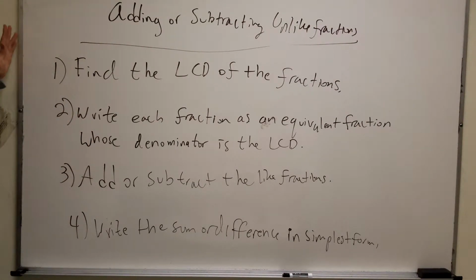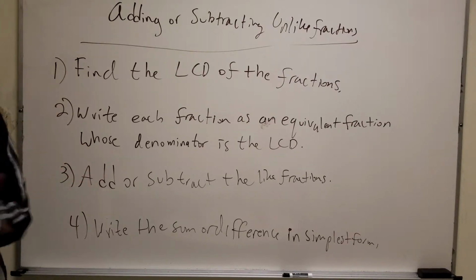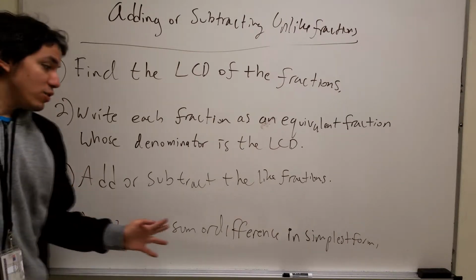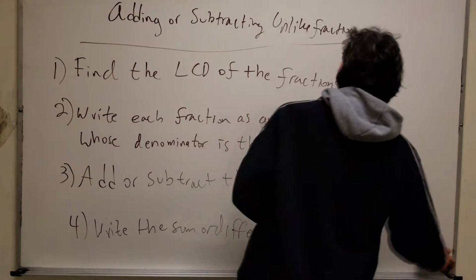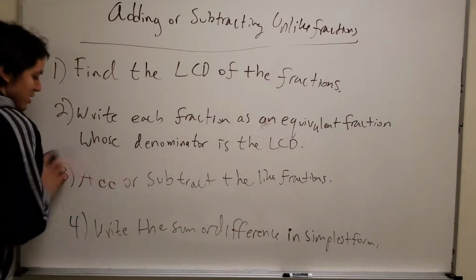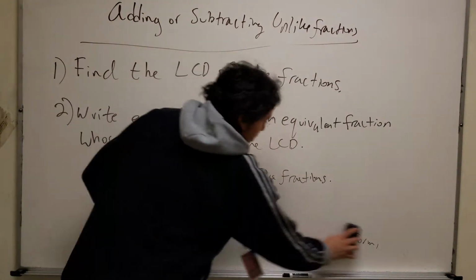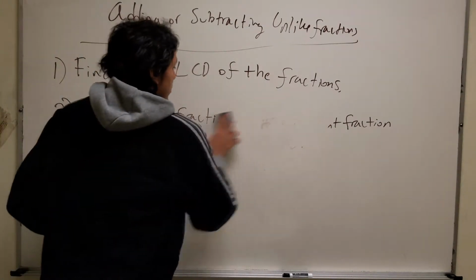Okay, so I know this is a lot to write, but this is where you have to take the least common denominator. That's the first step you do, and then you have to make sure each of the denominators of that fraction becomes the LCD, and then you add and subtract the numerators, and then you reduce whatever you have left over. So let me just whip out a nice example for you guys.